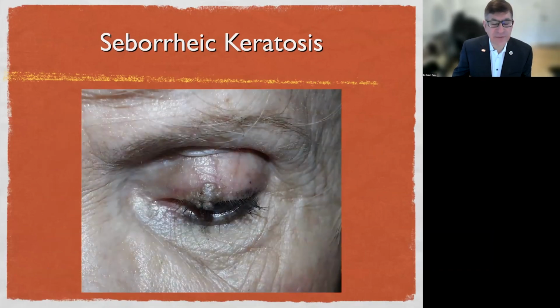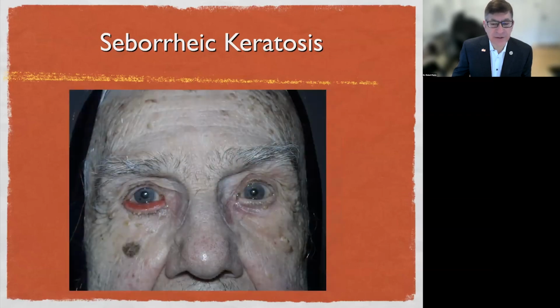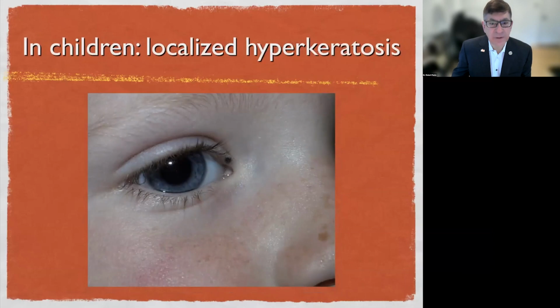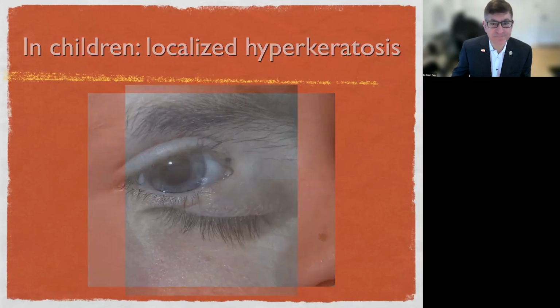Other examples of a seborrheic keratosis. Another seborrheic keratosis, the ectropion is unrelated. Seborrheic keratosis. And here we see in a child, this is actually not a seborrheic keratosis, although it looks a lot the same. This is called hyperkeratosis.